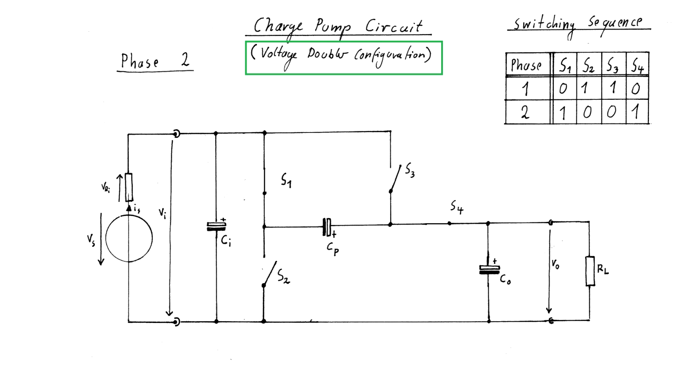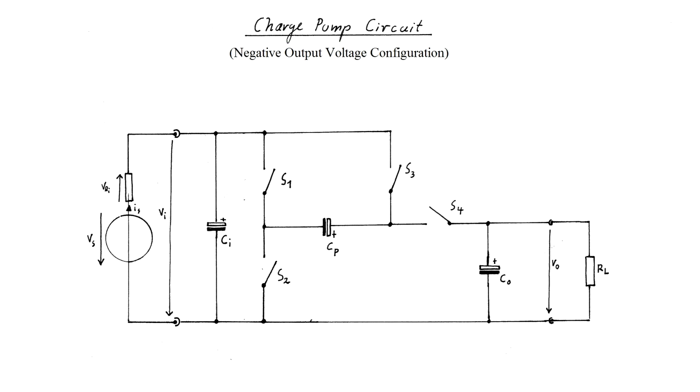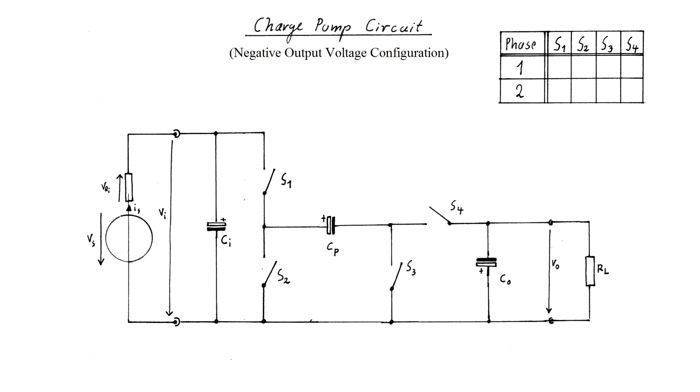But the charge pump can also be operated in another configuration to produce a negative output voltage. To do that, the topology is changed in the following way. Switch S3 is moved down here and the polarities of the electrolytic caps Cp and Co are reversed. The switching sequence must also be altered.